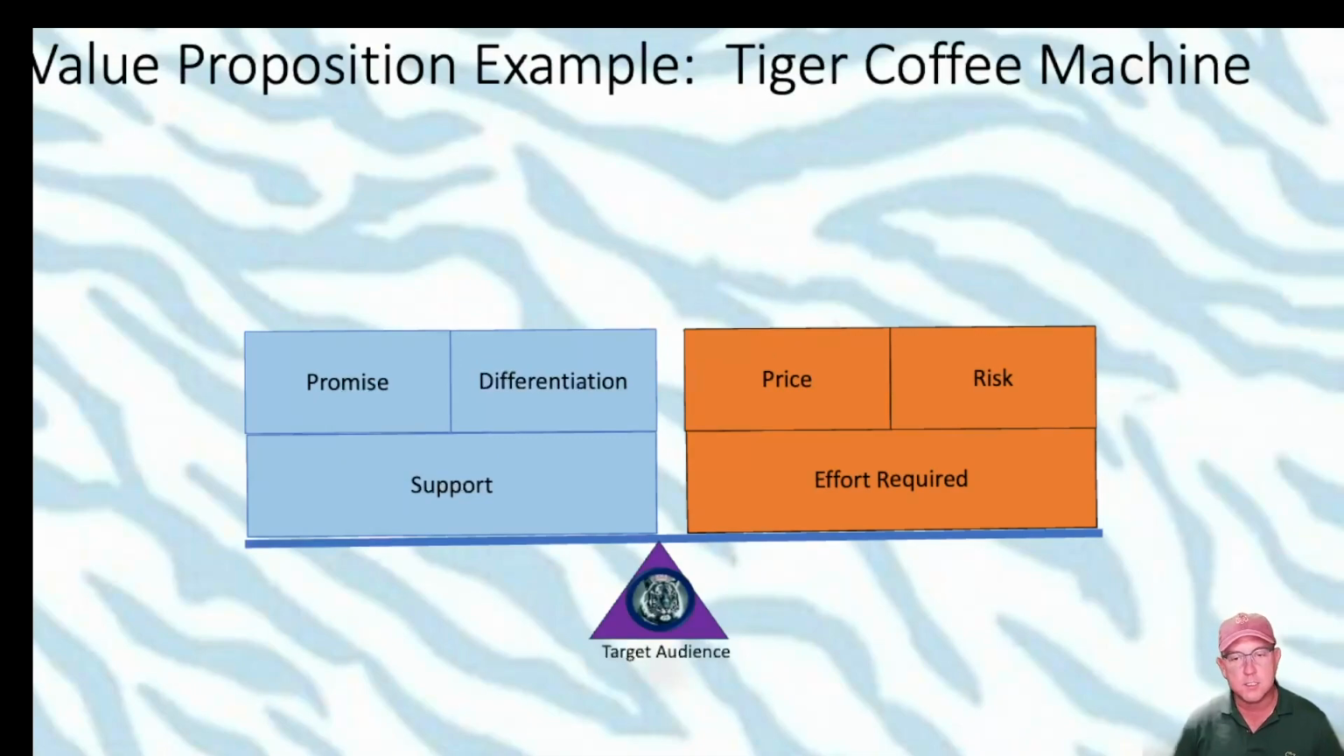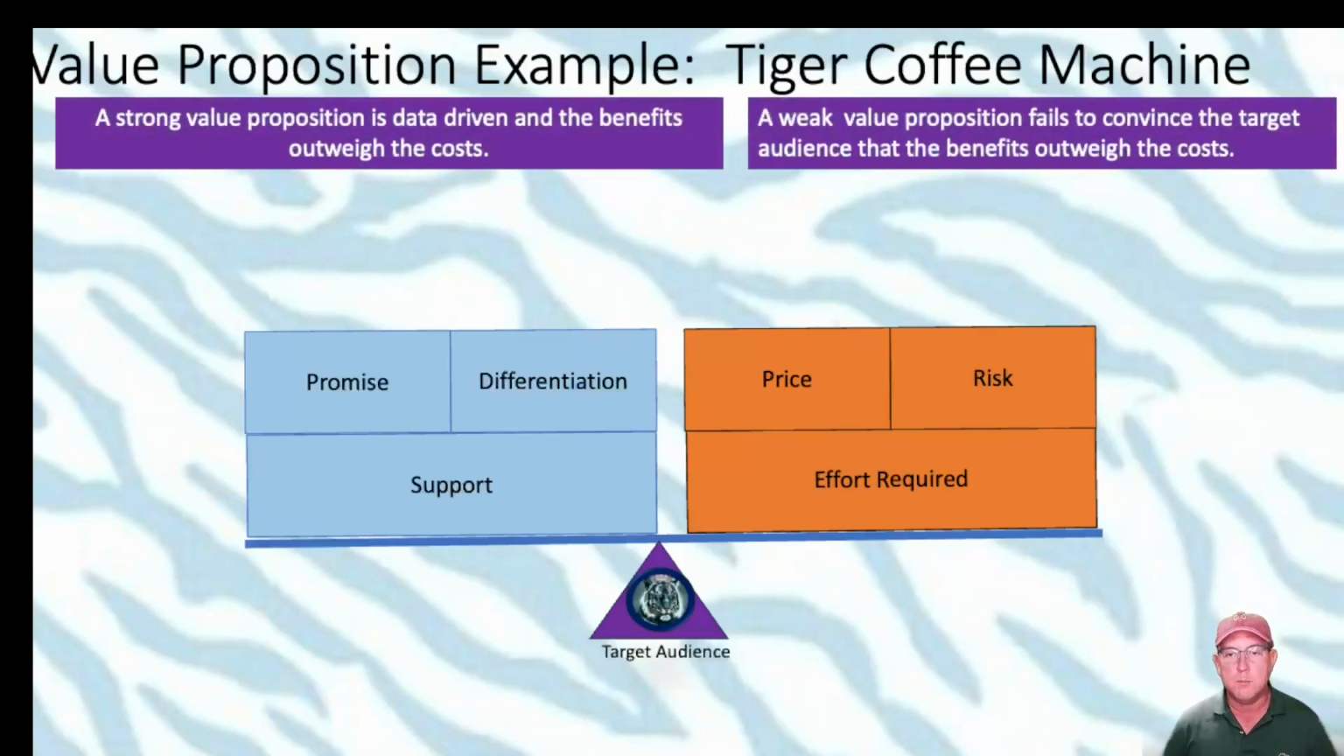All right, let's look at an example using our Tiger Coffee company. So remember, a value proposition is also data-driven. And as I mentioned before, that data should show you that the benefit outweighs the costs. A weak value proposition fails to convince the target audience that there is a benefit that outweighs their cost.